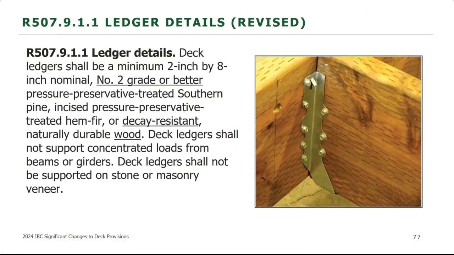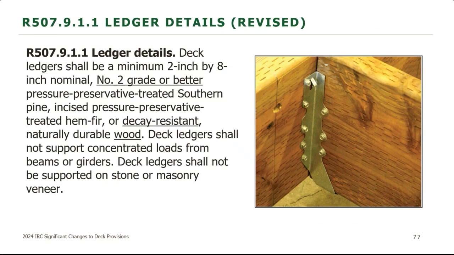First off, when you are doing a ledger board, it has to be a number 2 grade or better. So that got added into the code. It was in a different section earlier, actually, I believe, and it got moved here just to make sure it didn't get missed. And then if you do preservative treated deck ledgers, that's one thing. But if you use naturally durable wood, then it does have to be decay resistant naturally durable wood, just using the defined terms there.